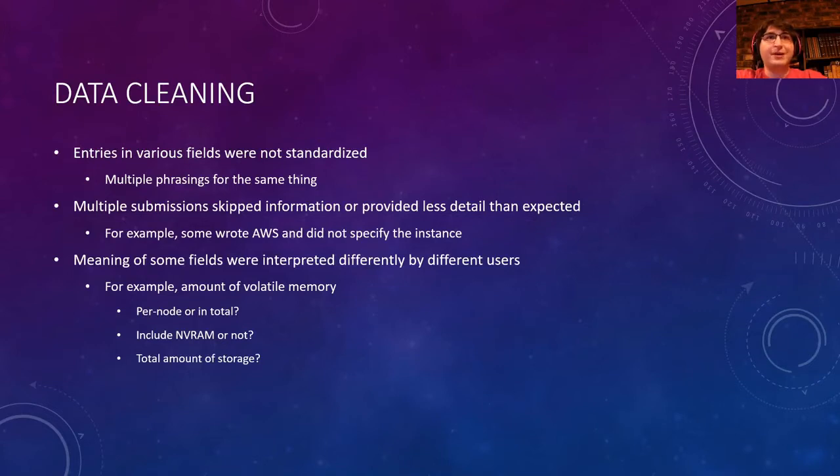For example, the amount of volatile memory. Some people reported the RAM per node and the total amount of RAM. Some people included NVRAM in their calculation and some did not. And some just reported the total amount of storage.